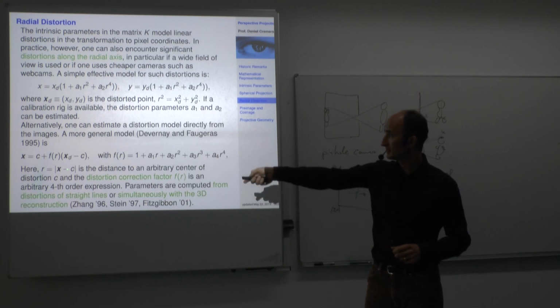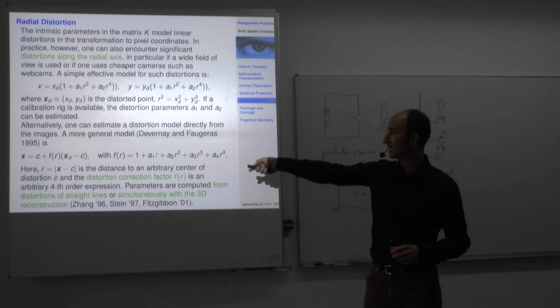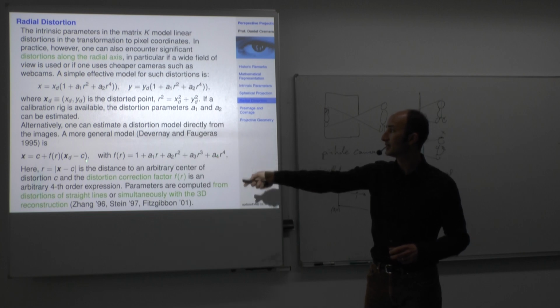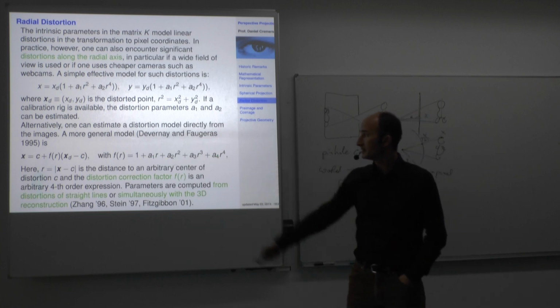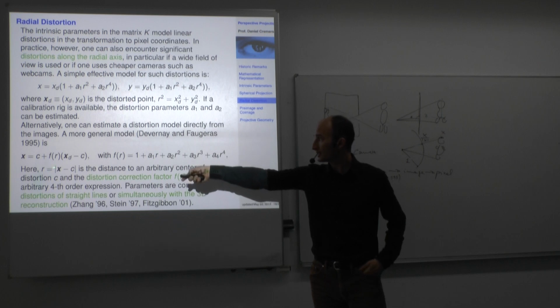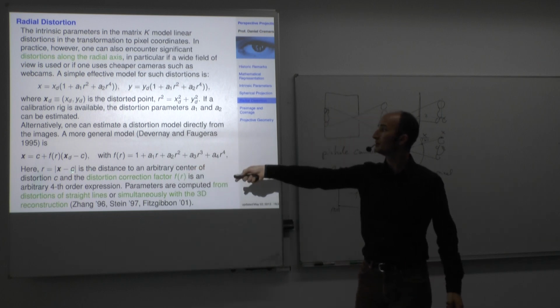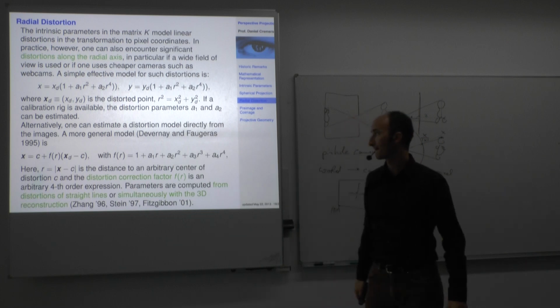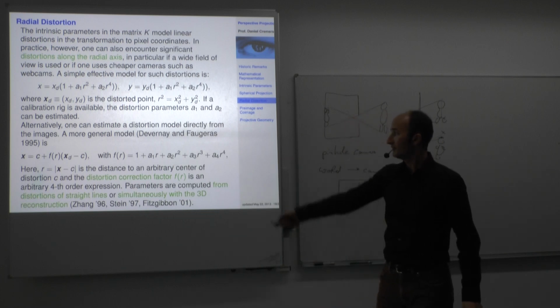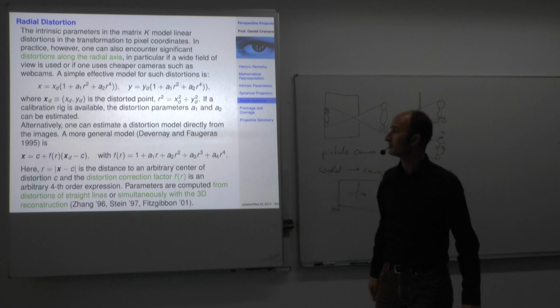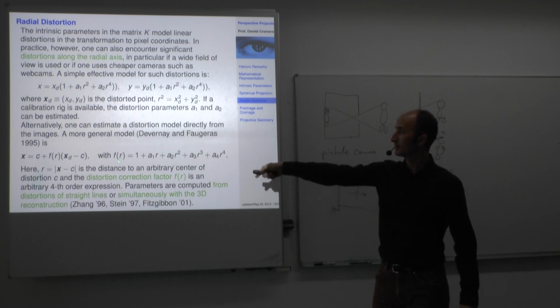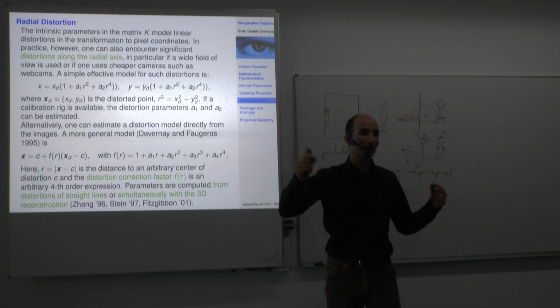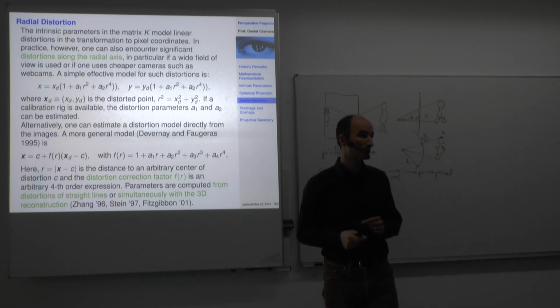And it has 5 parameters, A1, 2, 3, 4, and C. And here the R is, of course, then the distance with respect to that distortion center, C. And F is called the distortion correction factor. So this is the factor that says how much does the distortion increase the further I go away from the center of distortion.